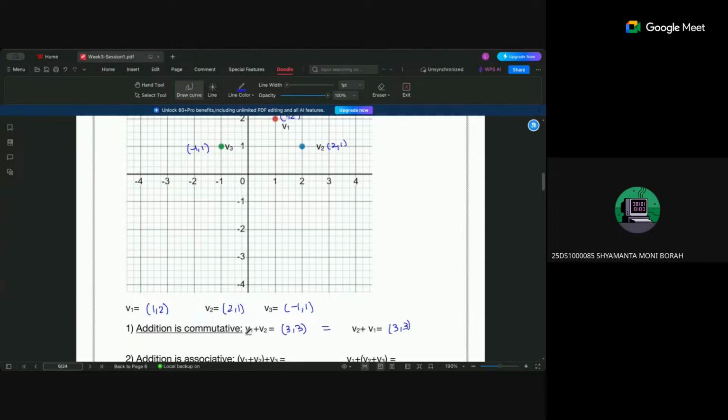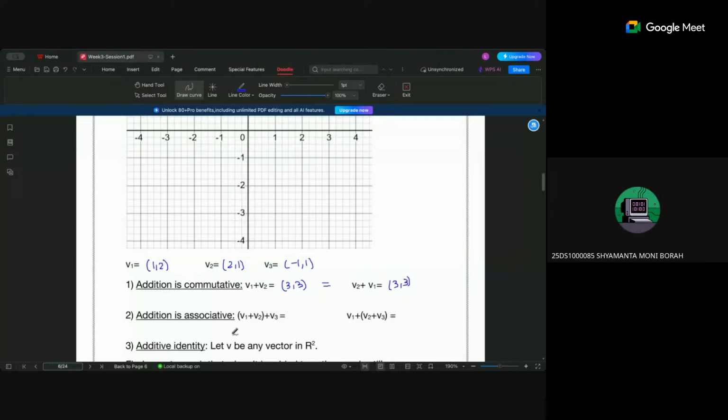Ma'am, this is the same as closed under addition also, right? See, closed under addition, what does that mean? You take any two vectors from a set, and if the sum of the vectors is also in the set, then that is called closed under addition. Here we are talking about something different. You change the position of the vectors and add, then the sum will remain the same. That is called commutativity. So addition is commutative here. Okay, now associative.